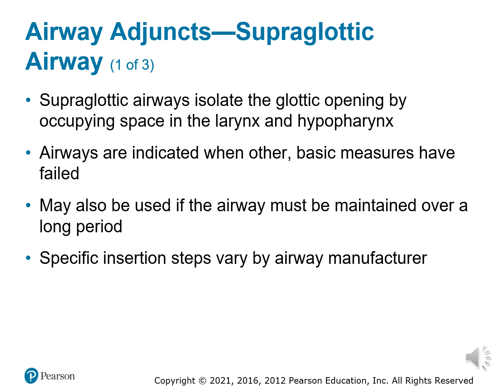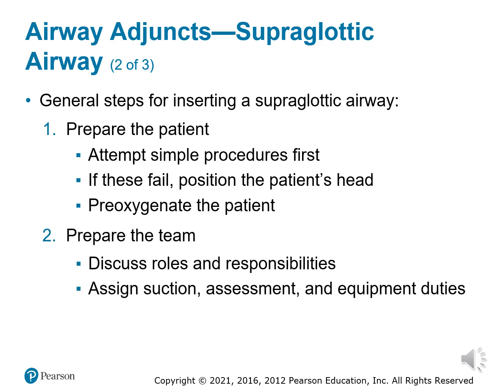Next is the supraglottic airway. Supraglottic airways isolate the glottic opening by occupying space in the larynx and the hypopharynx. Airways are indicated when other basic measures have failed. May also be used if the airway must be maintained over a long period of time. And specific insertion steps vary by the airway manufacturer.